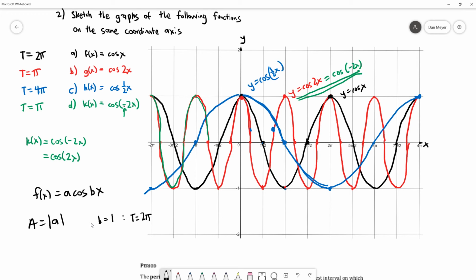Okay? So, I guess we got two options here. In the previous problem, well, I guess we didn't see anything in the previous one. Again, we're just trying something new here. All right, so when b was 2, my period was pi. When b was 1/2, my period was 4 pi.